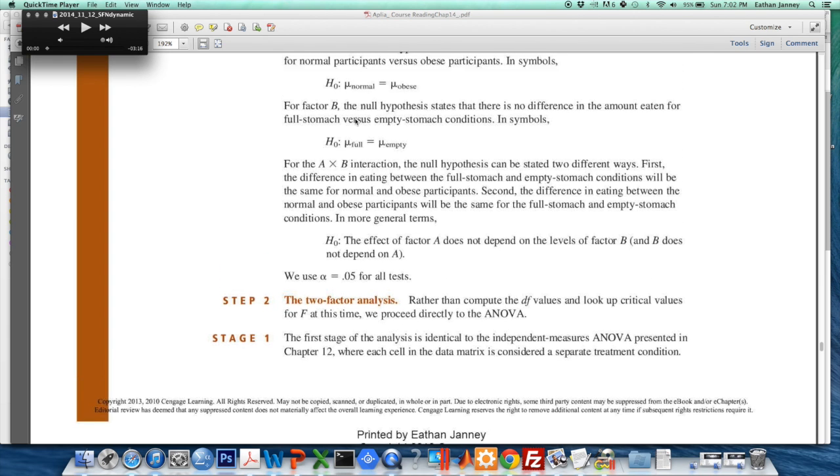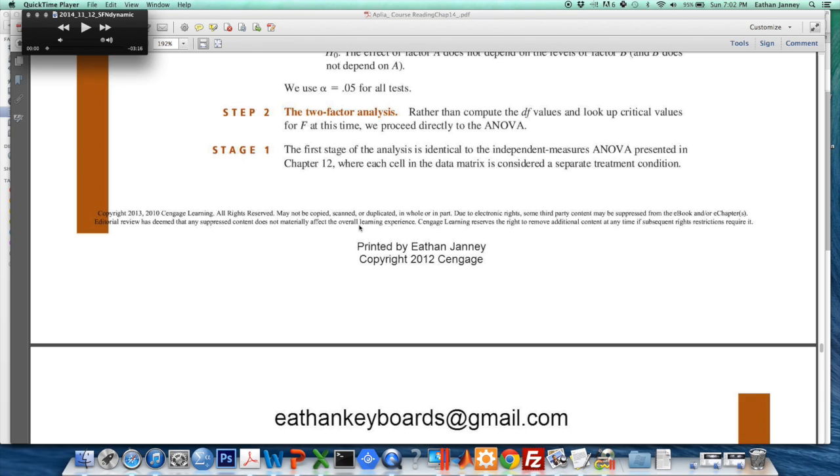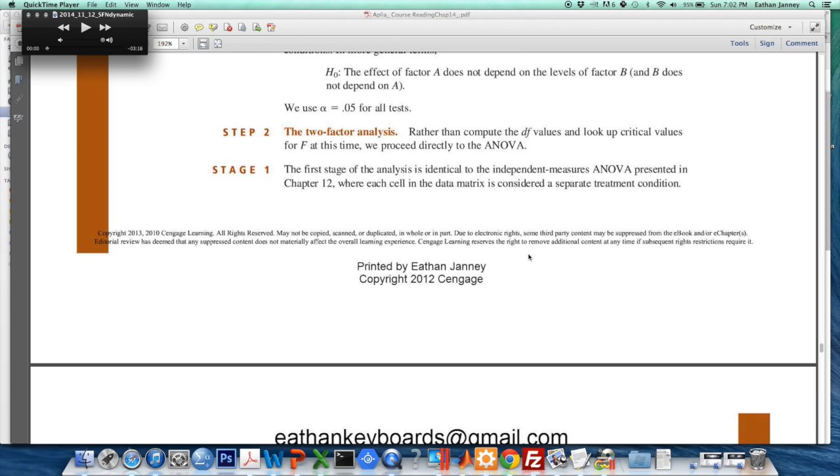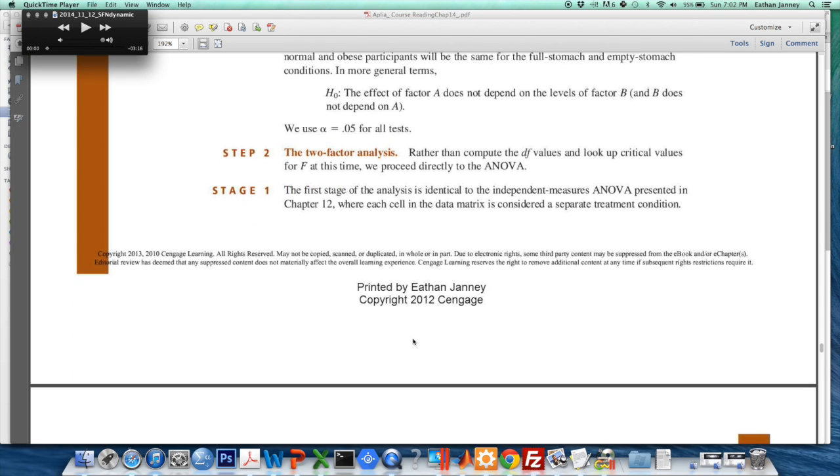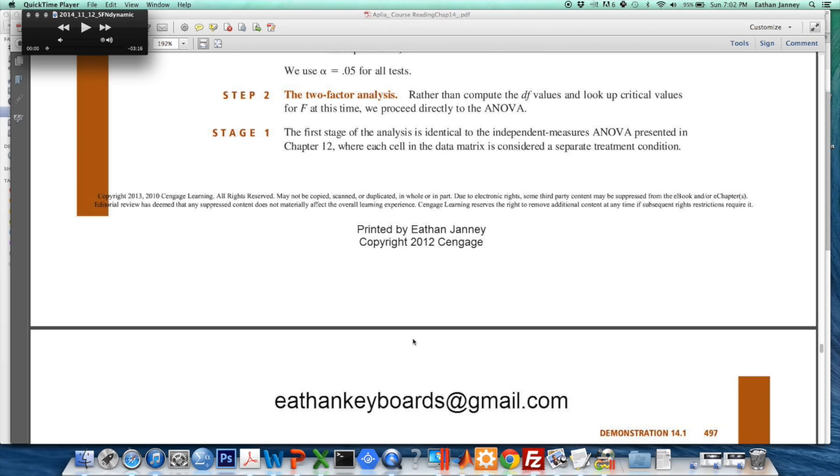Now, that's all step 1. Step 2 is going to have a few stages because we have a little bit more complex calculations going on. So let's read what it says here. Rather than compute DF values and look up critical values, at this time we proceed directly to ANOVA. Sounds fair enough. Now, when you do end up looking up the DF values, you're still going to use the same process of using a degrees of freedom between and a degrees of freedom within. It's just that you're going to have to look up 3 different critical values based on your 3 null hypotheses, and we'll see exactly how that happens later, if not in this lecture, then in the one where I'm lecturing you in person next time.